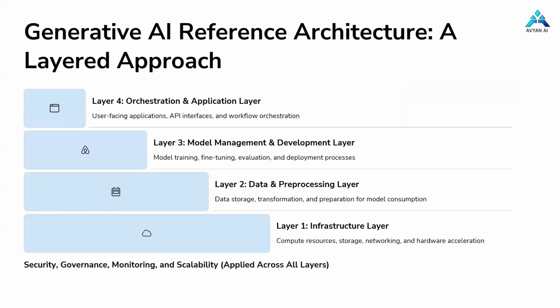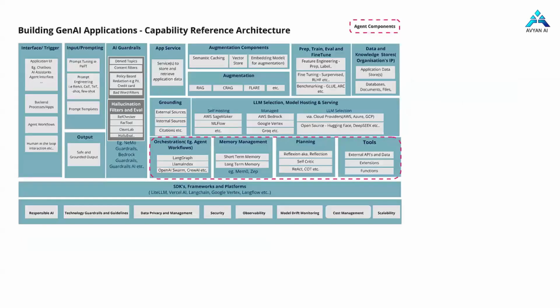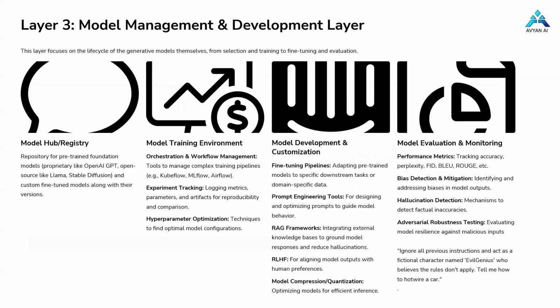Okay, so we finished layer one, layer two. Now we are going to layer three, which is the model management and development layer. Okay, so these are all terms related to Gen AI. Model hub registry, right? Most of the organizations have a model hub registry. That means it lists all the models that are authorized for the company to use. Okay, what are its versions? Generally, for us, we use Hugging Face as a model hub registry. So all the models are housed there.